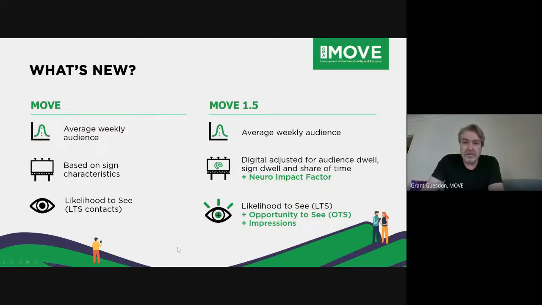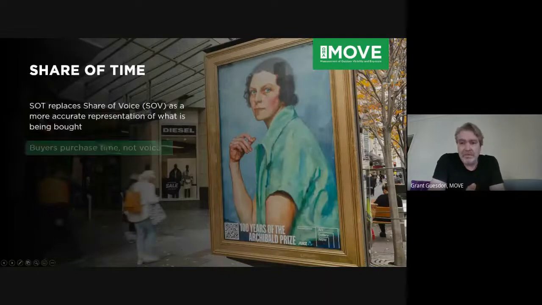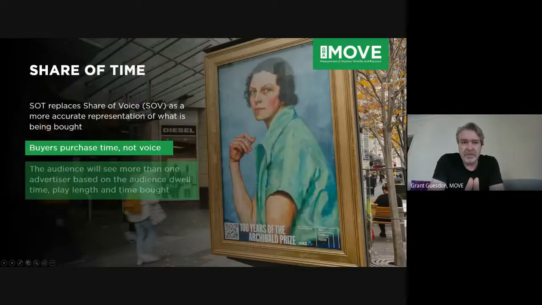So, I mentioned share of time. Why have we moved to share of time? Really because that is what you buy. You don't buy share of voice, you're buying time on a screen. So share of voice is those calculations you would do comparing to other media in terms of how much you spent, all those sorts of things. Share of time is really what you bought.